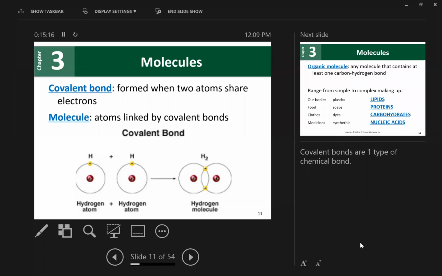Okay, so different kinds of bonds. A covalent bond is formed when 2 atoms share an electron. This is going to be your strongest bond. A molecule is atoms linked by covalent bonds. So here we can see we have 2 hydrogen atoms. That first valence shell is able to take on 2 electrons. So by forming together, they're filling each other's shell by having those 2 electrons.